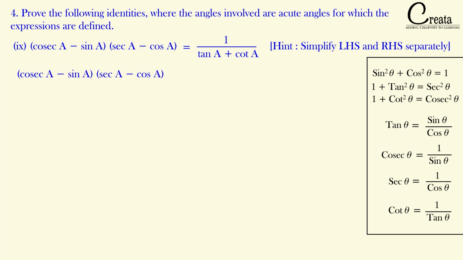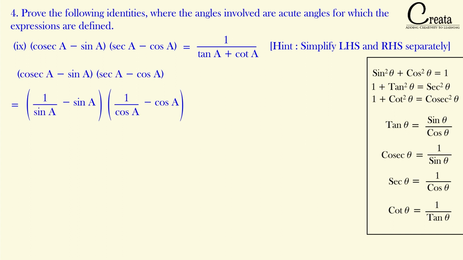Let's take the left hand side first. The left hand side is having two terms. The first term is having cosec and sin, and the second term is having sec and cos. And we know cosec and sin both are reciprocal of each other, and sec and cos both are reciprocal of each other. So here we will use the reciprocal formula. So let's replace cosec with 1 upon sin A and sec with 1 upon cos A.